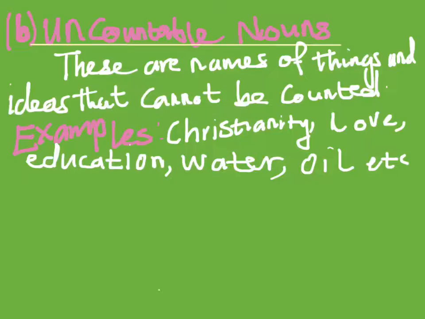All of these are names of ideas, names of things that cannot be counted. For instance, Christianity is an idea. You cannot see Christianity, but you know it's something that exists. It's an act that exists and has a name called Christianity. It is a kind of noun called an uncountable noun, because you cannot count Christianity.